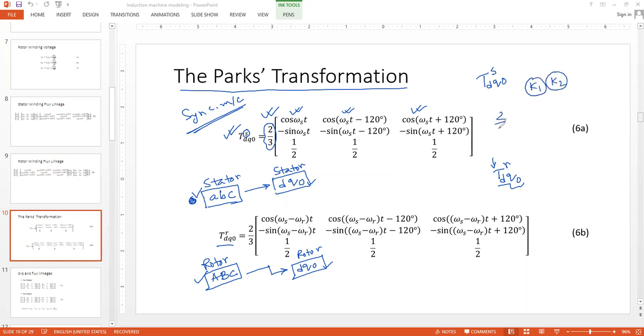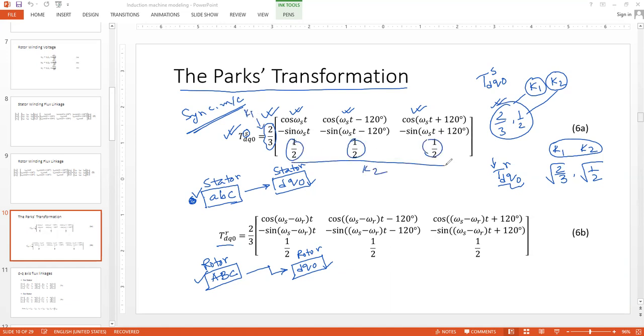Either we will have 2 by 3 and 1 by 2, this combination for K1 and K2, or we may also have a different choice like square root of 2 by 3 and 1 upon square root of 2. So this is another set of choices. In this case, we are choosing the first one, that is 2 by 3 for K1. So this is our K1. And for 1/2, this is our K2.